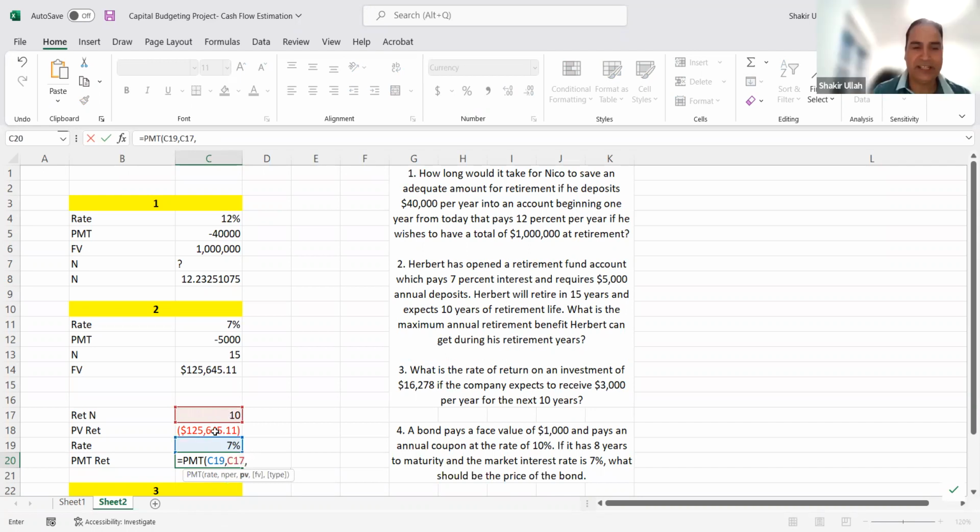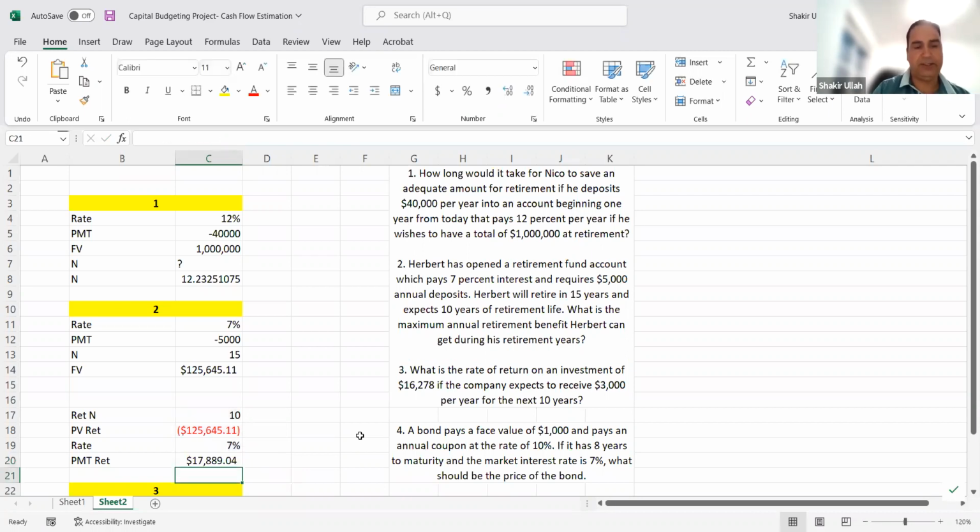Now the present value is not 0. It's this number, because we are making that payment, and it's already a negative number. What is the future value? Now the future value is 0, because when we reach the 10th year, we would have finished everything. So the future value would be 0. And we can ignore the type. This is an ordinary annuity, and press enter.